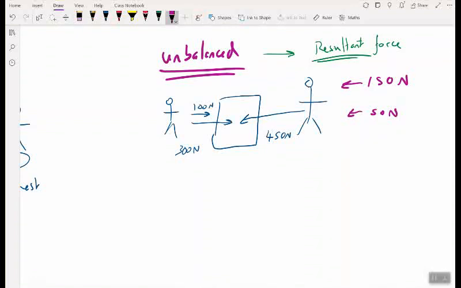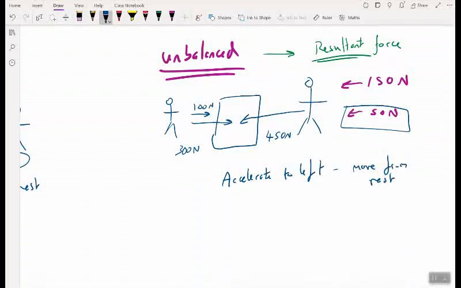Now, what would this object do? Well, it's feeling a resultant force of 50 newtons or 150 newtons to the left. So it was at rest, it's now going to move to the left. So this object is going to accelerate to the left. So it's going to move from rest.